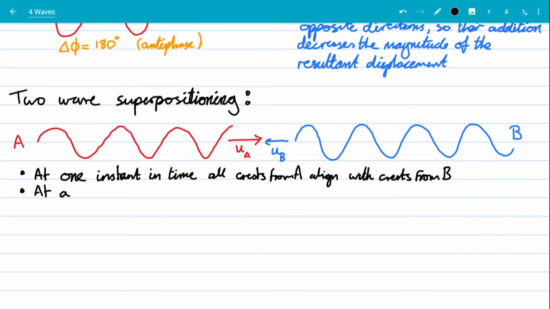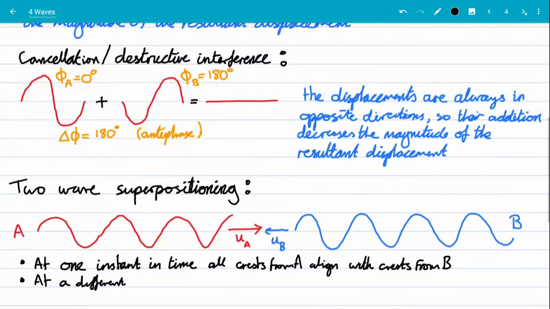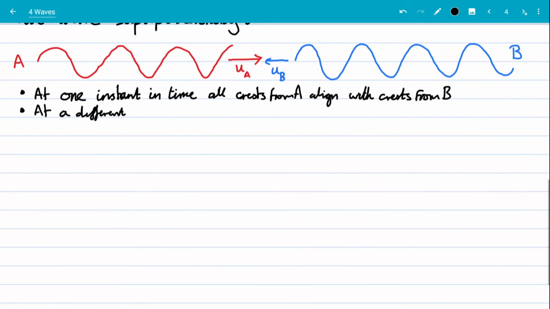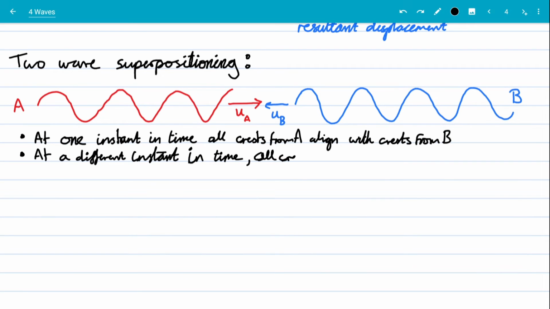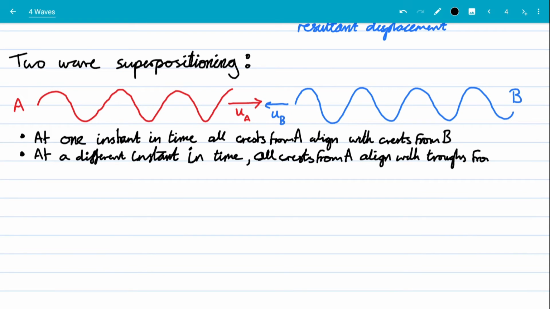let's say a different instant in time, all crests from A align with troughs, spell it right, troughs from B. Now, that means at one instant in time, we're going to get constructive interference.